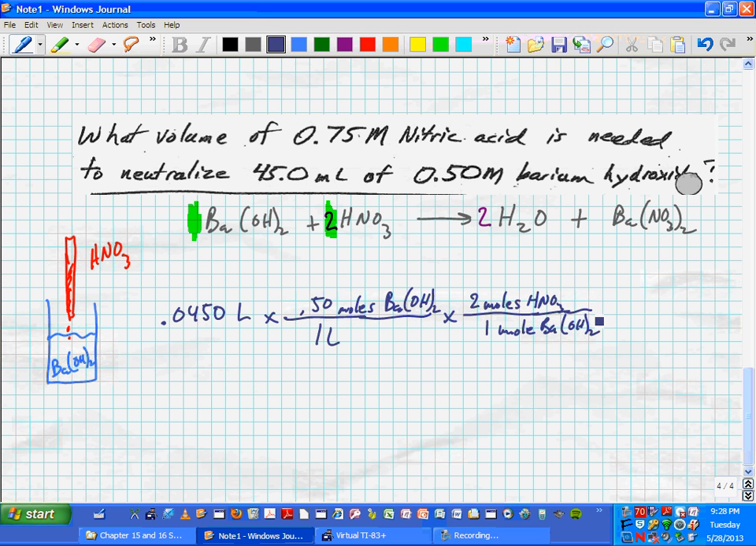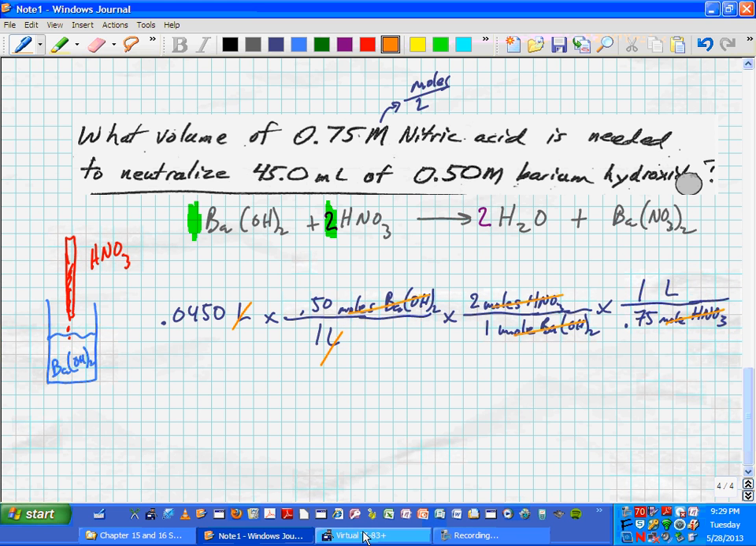All right, I got to get rid of moles and get to liters, get rid of moles of nitric acid. So there's my concentration. The 0.75 moles nitric acid goes on the bottom. Remember, big M is moles per liter. Moles per liter. So that means 1 liter on the top. Now let's go ahead and cancel some stuff up here. Liters cancels liters. Moles of barium hydroxide, moles of barium hydroxide, moles of nitric acid, moles of nitric acid. I'm left with liters of nitric acid. Why? Because it's tied to that.